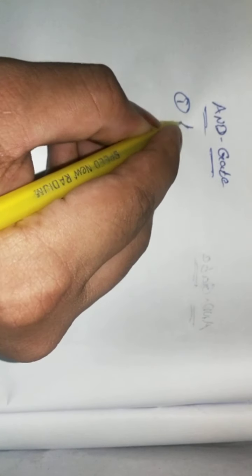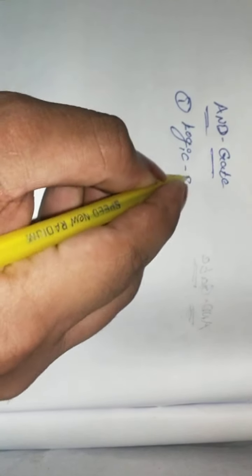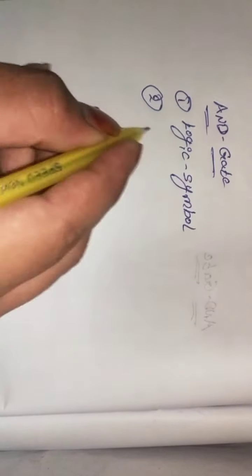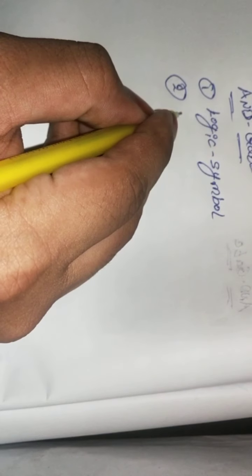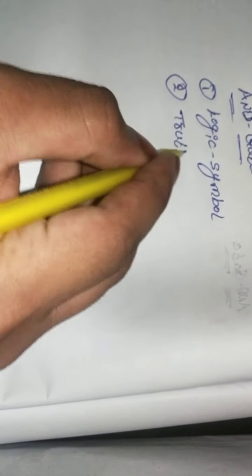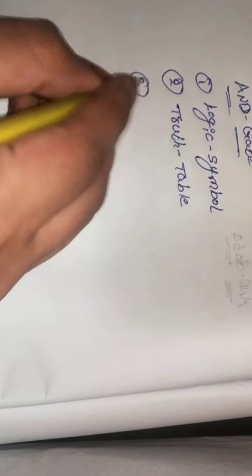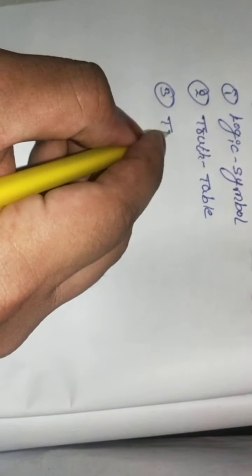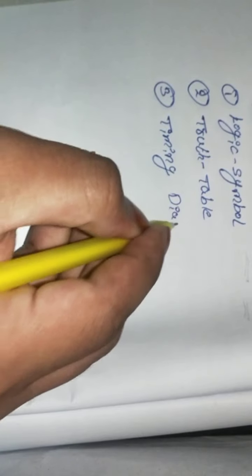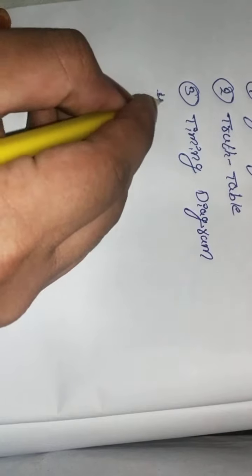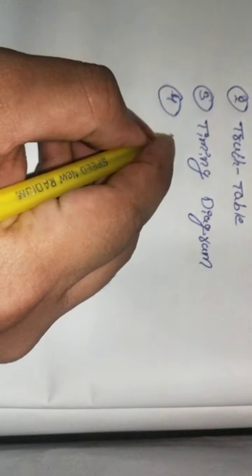Logic symbol. The second one is truth table, and the third one is timing diagram. The fourth one is circuit diagram.